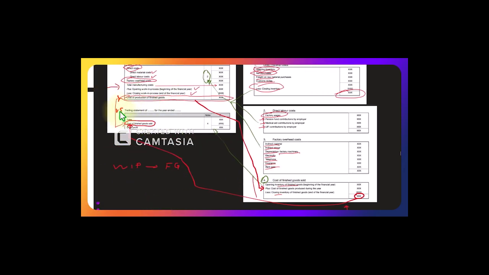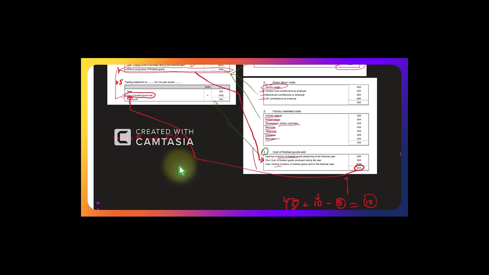Whatever we've produced this year does not necessarily mean that it is going to be sold. We can produce 10 shirts, but we only sell 9 shirts. All right, so we need to take that into account, right? So how will we know how much we have sold? We're going to take the opening inventory of finished goods, meaning the finished goods of last production, the finished goods that came from last year, that we take into account this year.